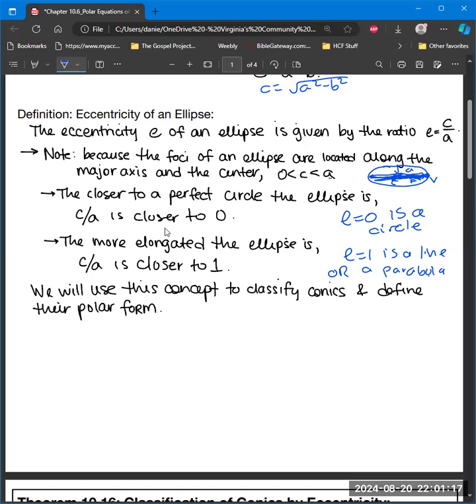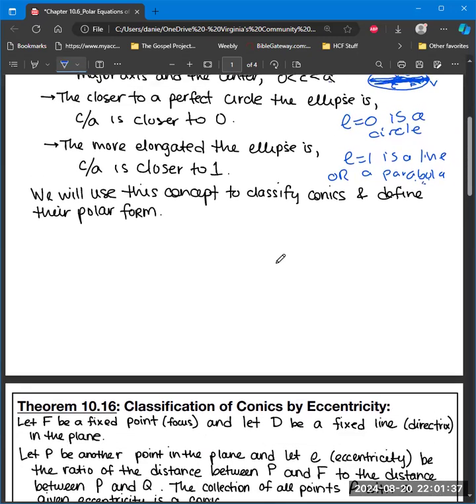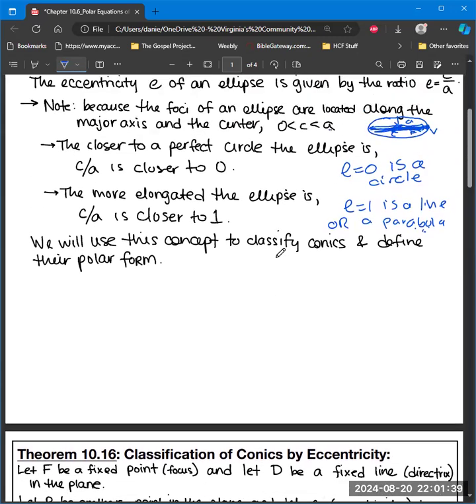But there's going to be another thing that we're going to define in just a second that's going to have an eccentricity of 1, and that's going to be a parabola. And we already know that from its definition, but we'll just remember that because of the way that we've defined a parabola, that C over A is going to be 1, since it's the locus, the set of all points that are equidistant from the focus and the directrix.